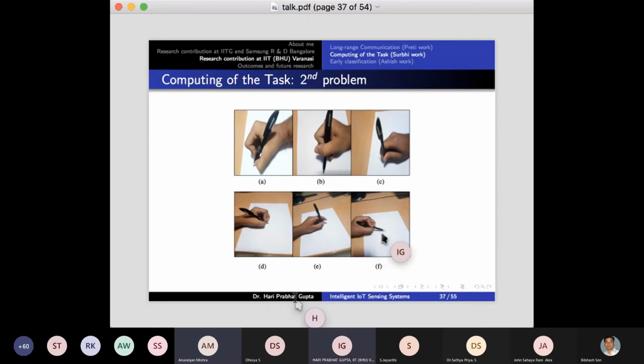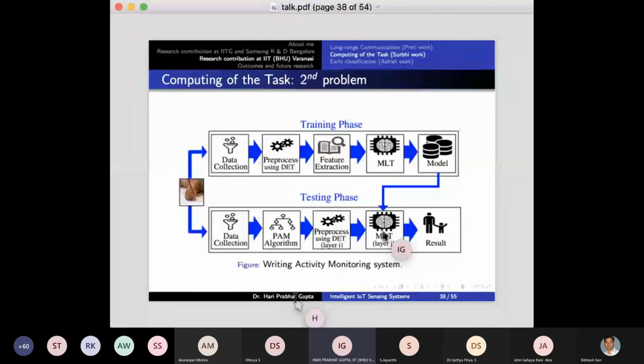Here we can see that this person uses 4 fingers for gripping. Here we can see they use this one finger for gripping. Most of these cases are wrong cases. That means they are not properly gripping the pencils, and this angle is also not correct. That type of monitoring is the second problem. We propose a prototype for this one.